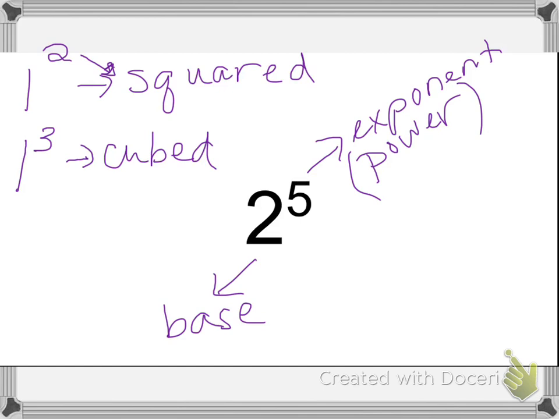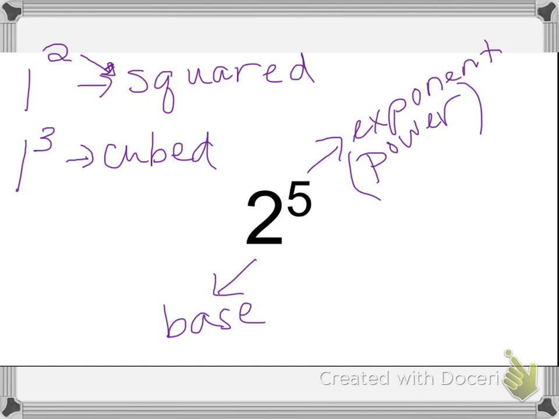I use these words interchangeably. Sometimes I'll say 1 squared. Sometimes I'll say 1 to the second power. Sometimes I'll say 1 with an exponent of 2. So you want to make sure that you understand all of those words. Make sure you're writing this down so that way you understand when we're speaking what it is that we're talking about. The base is the number that's being multiplied by itself. The power, or the exponent, tells us how many times we're multiplying that number.